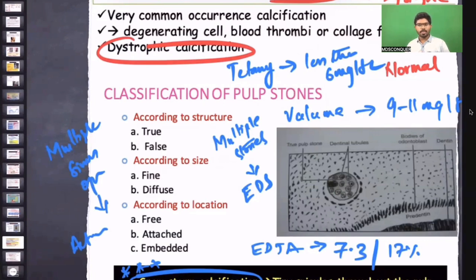Any colonies? Any colony type? Molar-like colonies. Molar-like colonies are seen in actinomycosis. Spider-like colonies are seen in actinomycosis. Ray-like colonies are seen in actinomycosis.